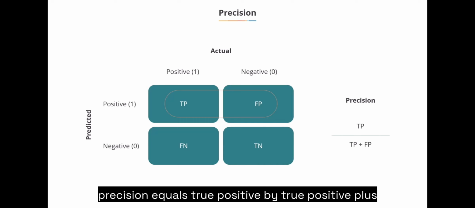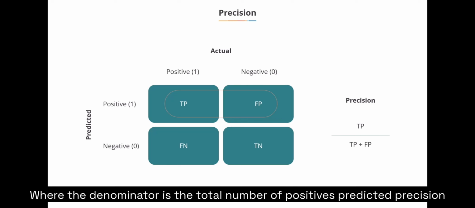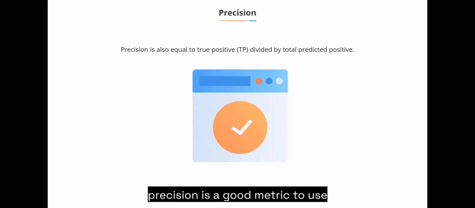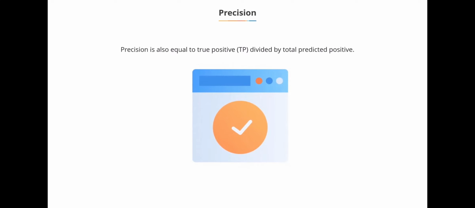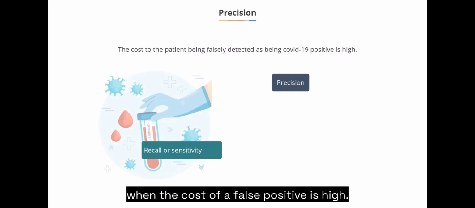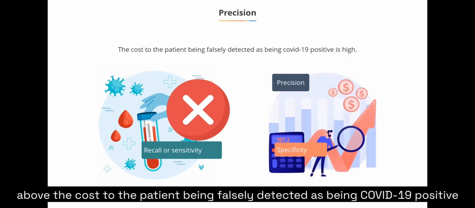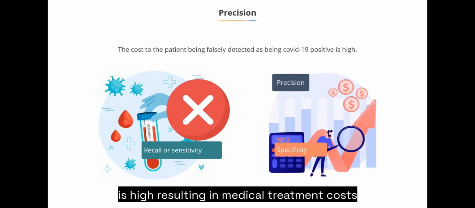Precision. Precision of a model is determined by applying the formula: precision equals true positive divided by true positive plus false positive, where the denominator is the total number of predicted positives. Precision also equals true positive, TP, divided by total predicted positive. Precision is a good metric to use when the cost of a false positive is high. In the example above, the cost to the patient of being falsely detected as COVID-19 positive is high, resulting in medical treatment costs and possible hospitalization.